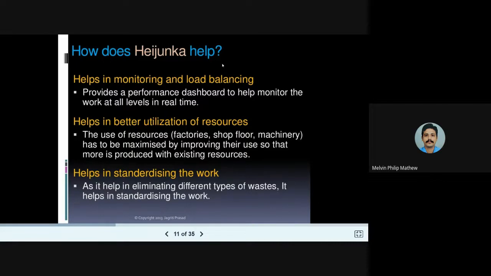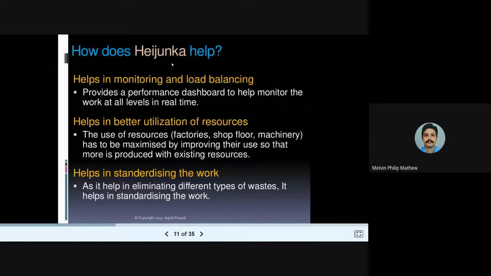And how does Heijunka help? It helps in monitoring and load balancing. First we are monitoring if the sequence is being done in the proper order and how it can be done efficiently. Then we are balancing the load. Each and every personnel is given a load of work to be done, and they have to do it with perfection, right? So the load is balanced across all the personnel and the production cycle itself, and this is done by the Heijunka process.